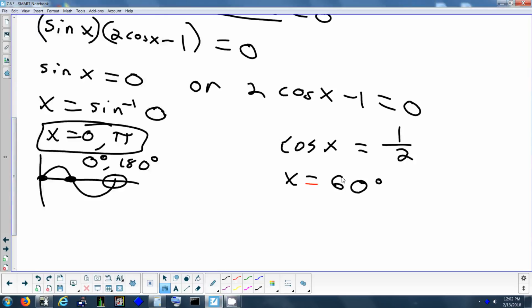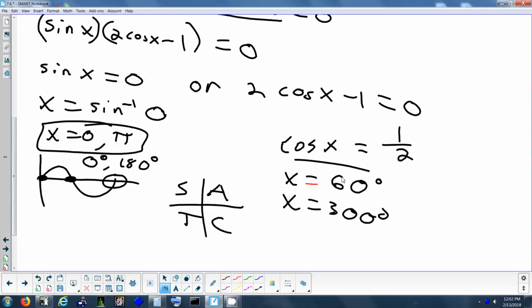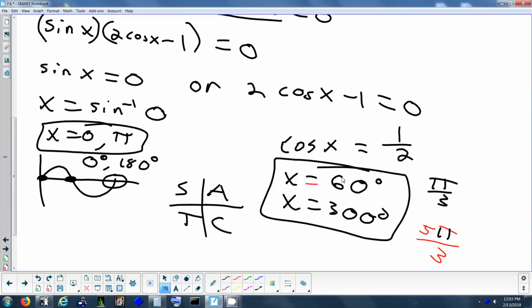We did this, I think this was one of the first ones we did. Does anyone remember the other answer that we got? It was 300. It has to be in quadrant 4, so it was 360 minus 60. If you want those in radians, I can do it real quick. That one would be pi over 3 and 5 pi over 3. Don't mix radians and degrees in your answers. I don't care how you do it, but do all the answers in radians or do them all in degrees.